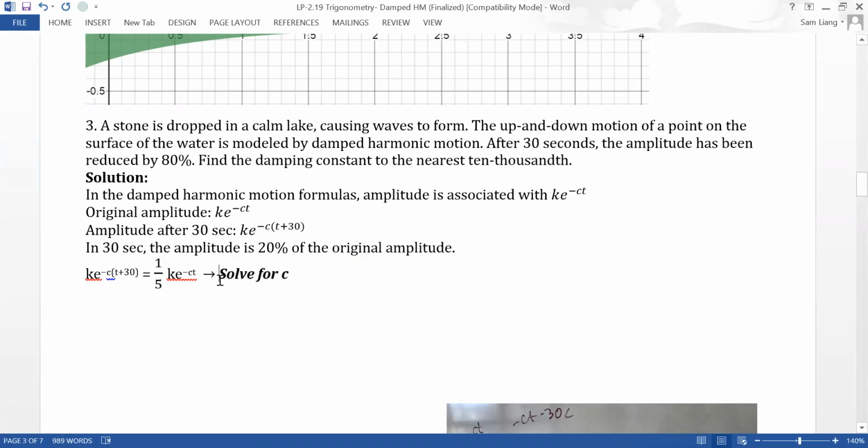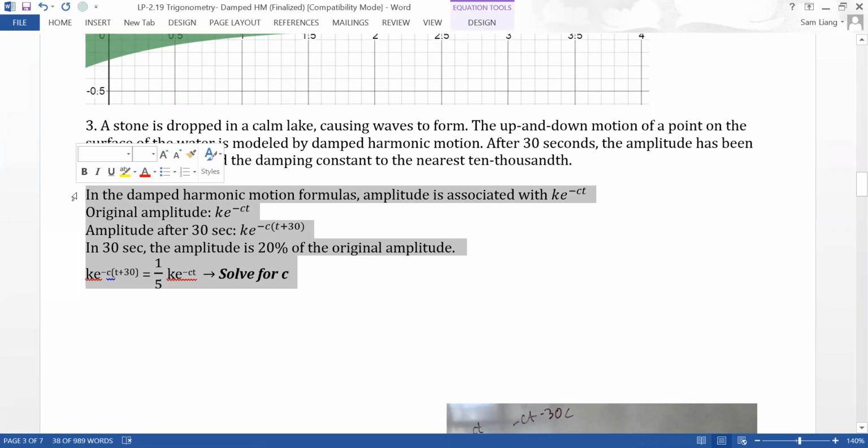It's going to involve some exponential rules from algebra 2, and also natural logarithms. We're going to take the ln of both sides eventually. Okay, this is a good start for question 3.